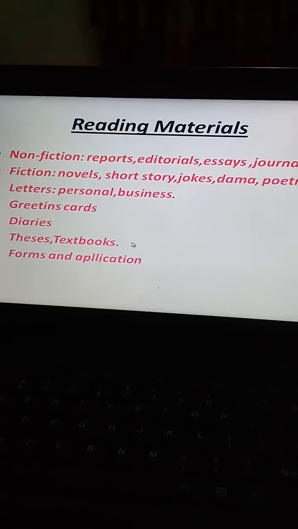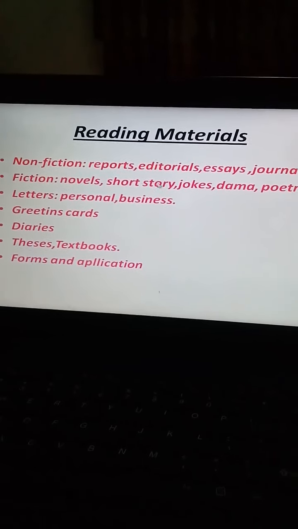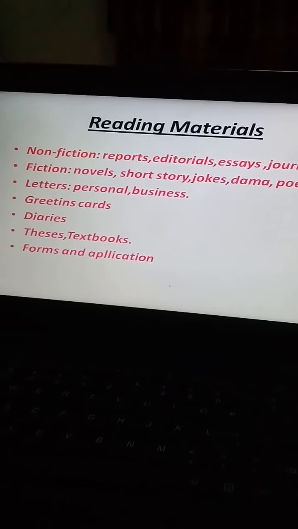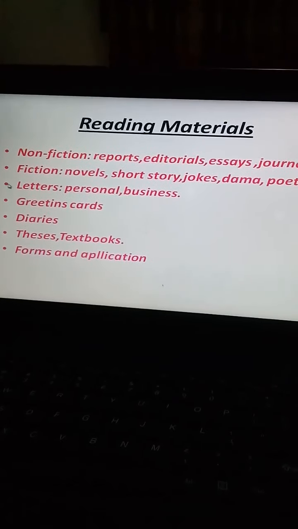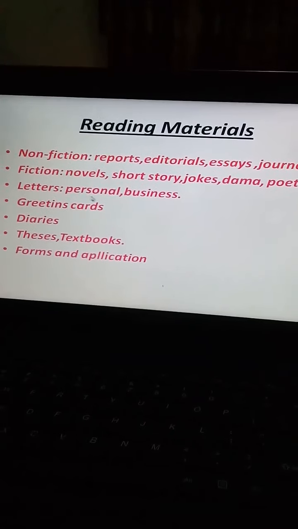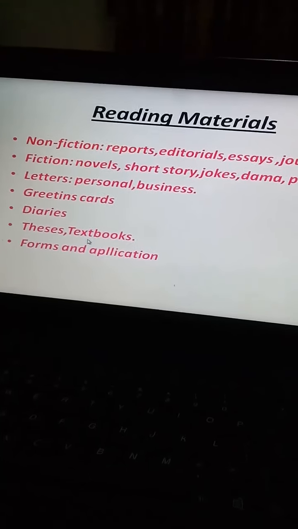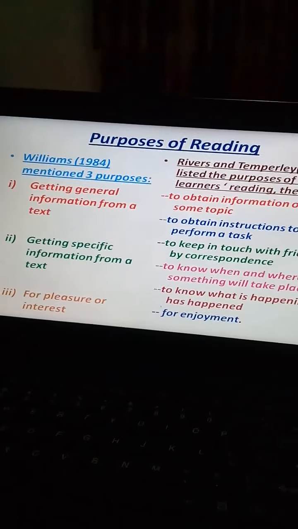What are the reading materials, or what do we read naturally? That is non-fiction, that is reports, editorials, essays, journals. Fiction, that is novels, short stories, jokes, drama, poetry, letters, it may be personal or business, greeting cards, diaries, theses, textbooks, forms and application, and so on.